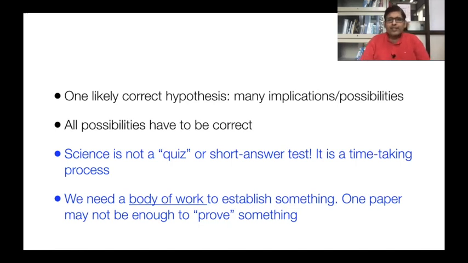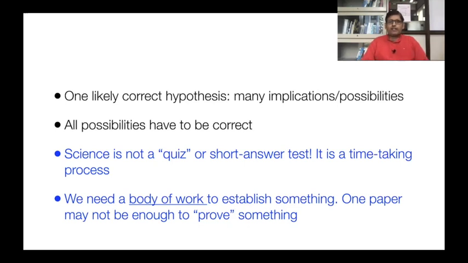So as a student, as a scientist, it is important to understand the necessity of a body of work. It's not just one work. Only a body of work can establish something. One paper may not be enough to prove something. If you have an idea, you might need a body of work to prove the different aspects emerging from this key idea or key hypothesis.